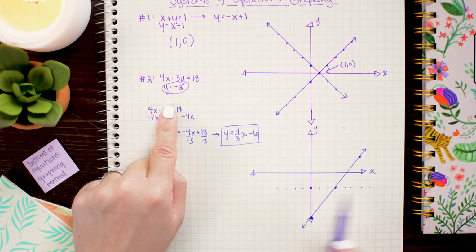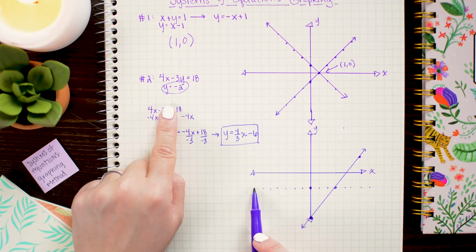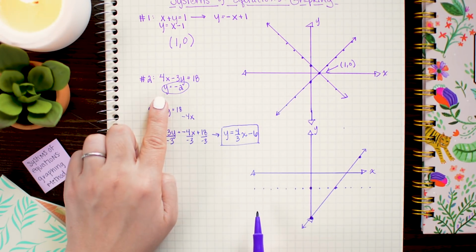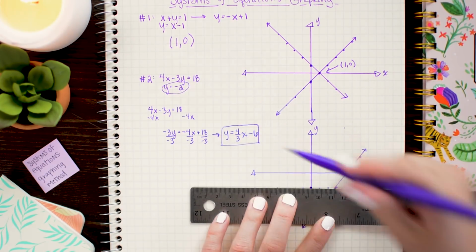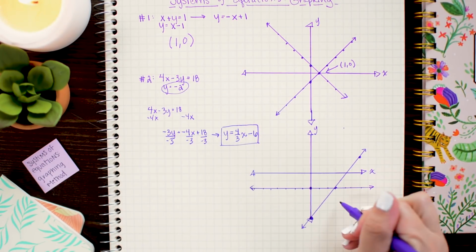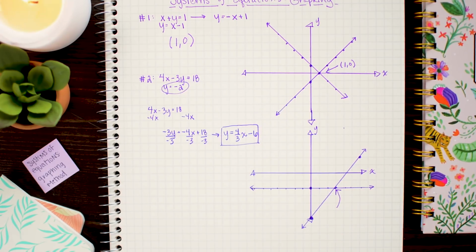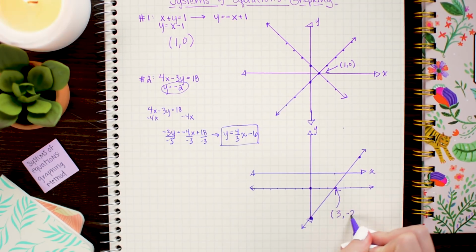What we get here is a horizontal line, and you can just remember that anytime you have y equals a constant, it creates a horizontal line. And our intersection point is right here, and that is the point 3 on the x-axis and -2 on the y.